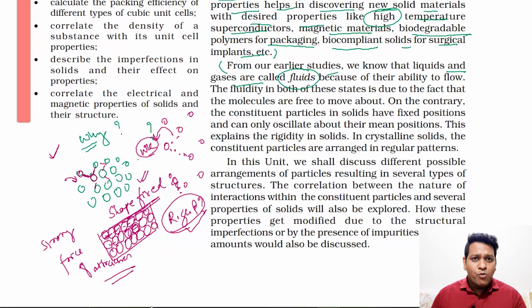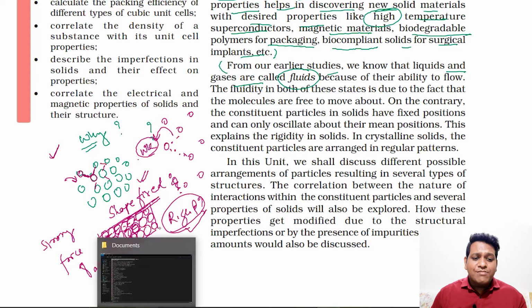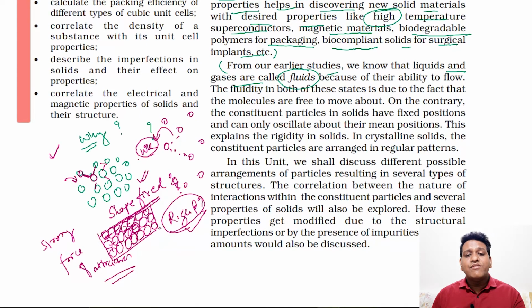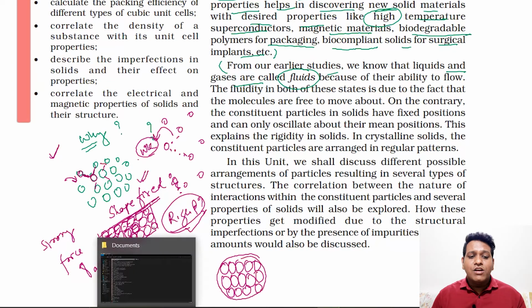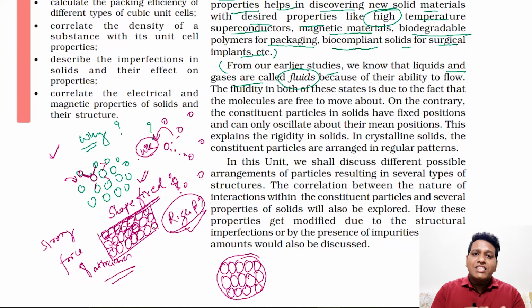What else? The effect of these interactive forces will happen on the solid. If atoms can't move, if atoms are held together with a stronger force of attraction, what will happen? The atoms will be bonded very tightly, and they will require very high thermal energy to break them up. And if they require very high thermal energy to break them up, what will happen? They will have a higher melting point.